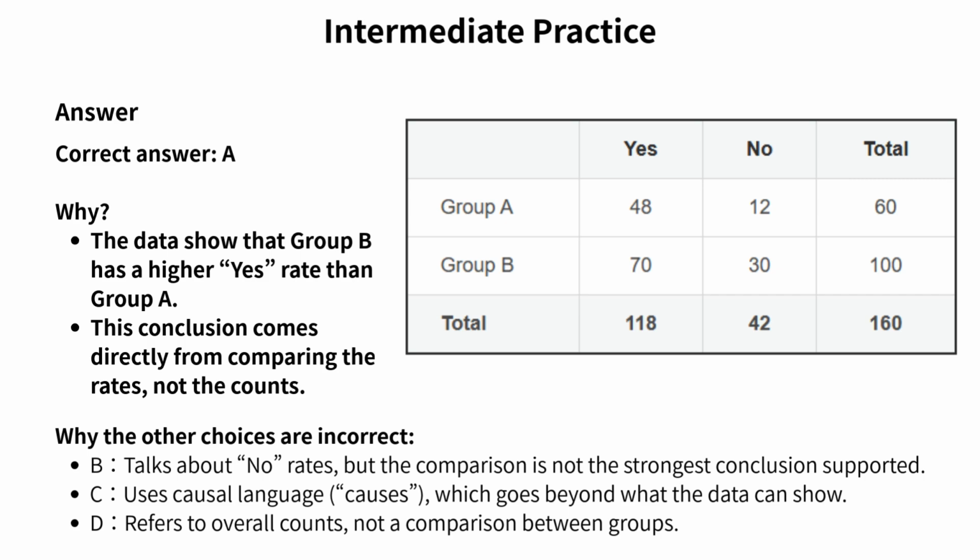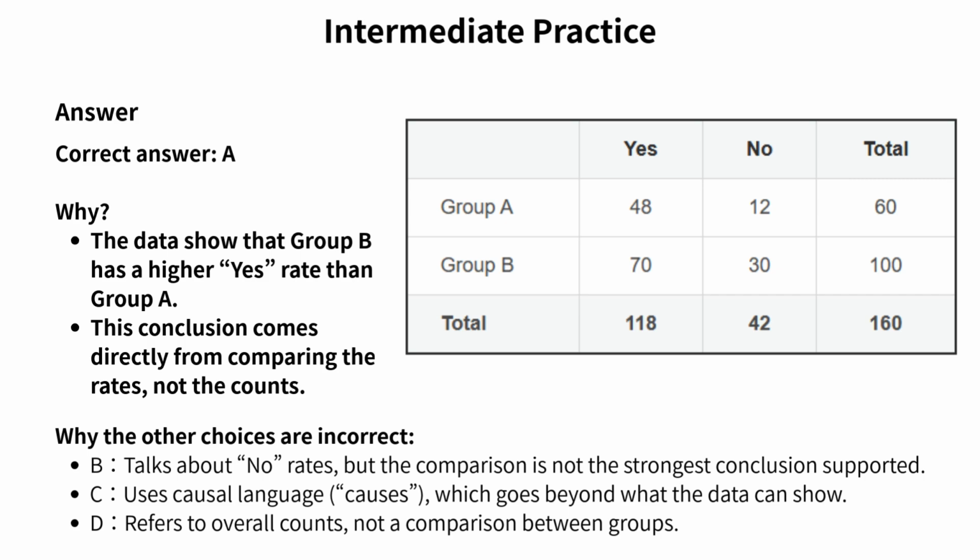On the SAT, most strongly supported means the cleanest conclusion, not a secondary one. Choice C uses causal language. Answering yes causes students to be placed in Group B. This is an automatic elimination. The table shows association, not causation. There is no experiment, no intervention, and no timeline. Any answer choice that claims cause and effect goes beyond what the data can show.